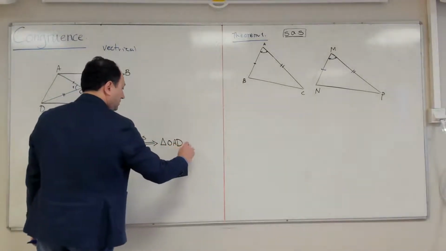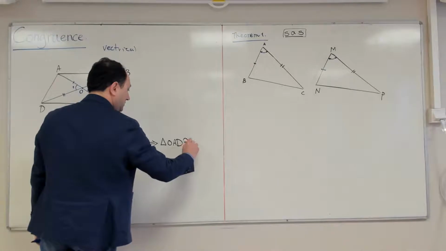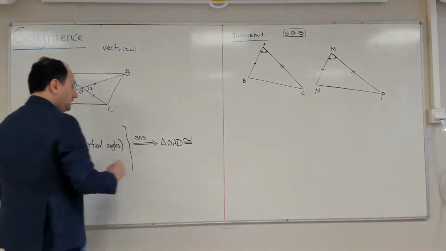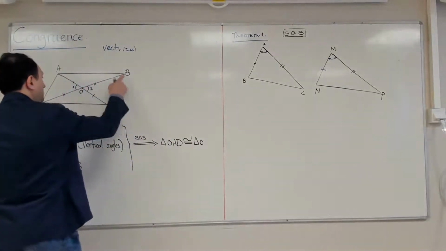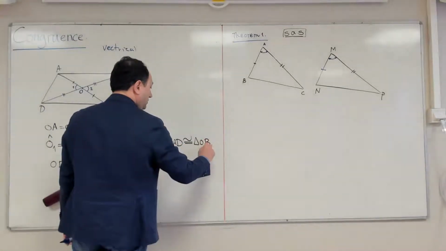So by SAS, we can conclude that the triangle OAD is congruent. Don't get confused. You need to write the symbol of congruency in this way. Is congruent to the triangle OBC. But why, Rocco or anyone else?